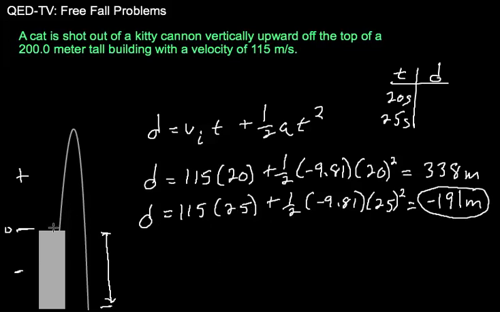Remember, the total time it took to get from here all the way to the bottom, we did that earlier, was like 25.09 seconds. So 25 seconds puts us almost ready to hit the ground, gives us a displacement of negative 191 meters from where we started. Okay, so that was like a nightmare problem, just one problem up here, but we answered about everything we could possibly answer about that cat flying through the air. So that is definitely a QED worthy problem.